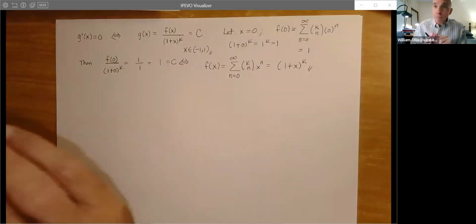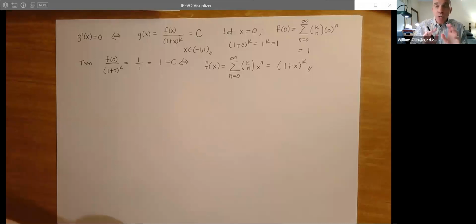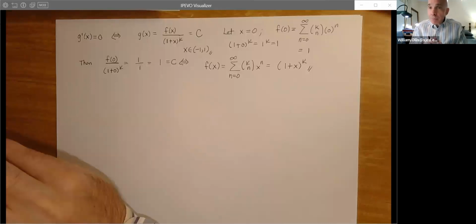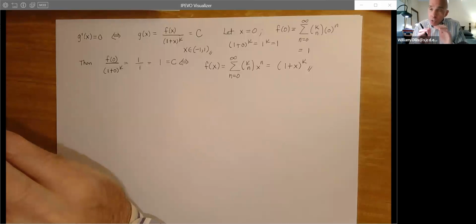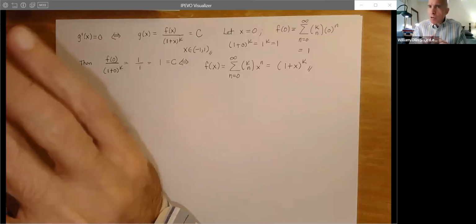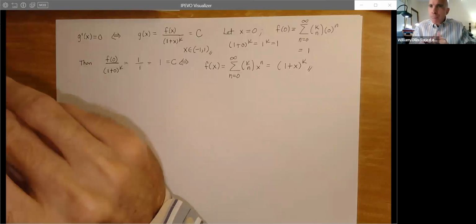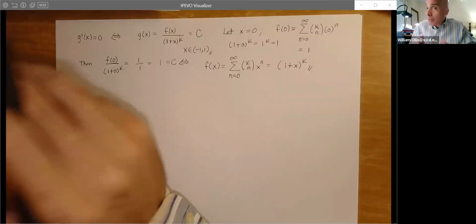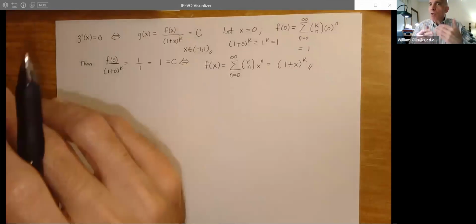And then of course Raabe's test is just a way to look at things on a more refined level, to one-up the ratio test. The ratio test is a great result, but it has limitations. If we get one as a limit, we don't know. And so Raabe's test is just a refinement.